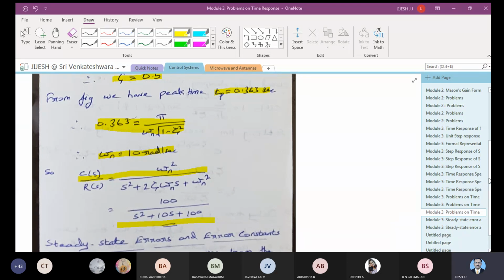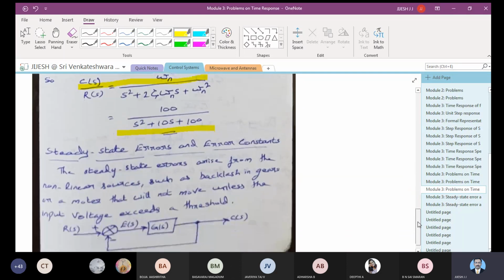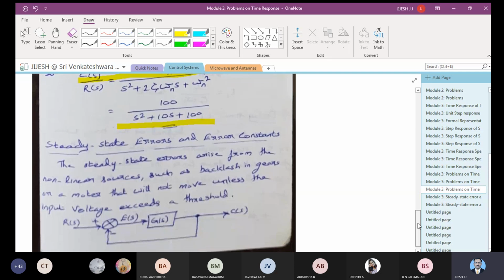So all of you completed? Yes, sir. Okay. Let us proceed further with the next topic, that is called steady state error and error constant. Write down this heading. We usually ask this question, steady state error and error constant.